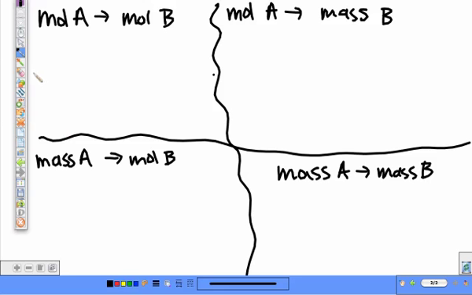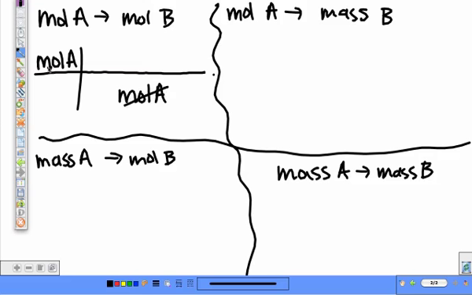So for this first type, if we start with moles of A, do our little conversion, and what units have to go on the bottom? Mole of A, that way they cancel out. And once we're in moles, we can convert from one compound to another, so we can go moles of A to moles of B. Where did those two numbers come from? Right, coefficients.